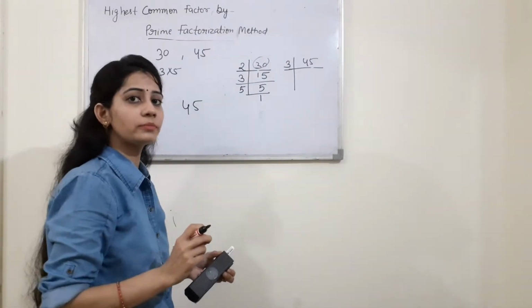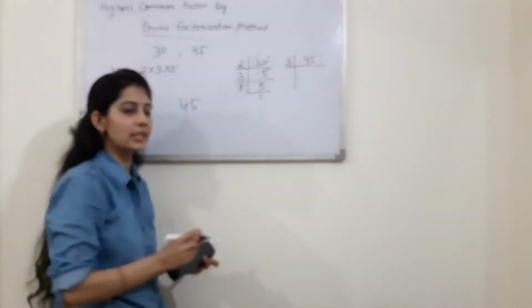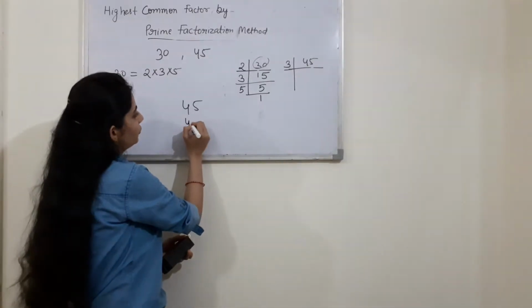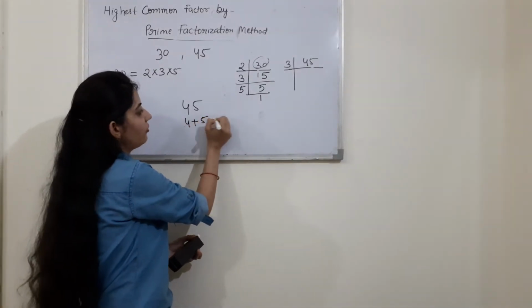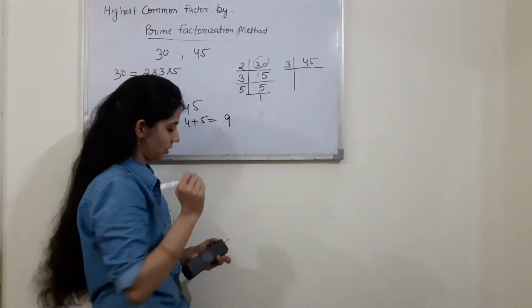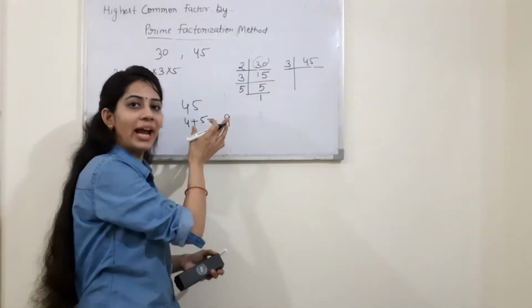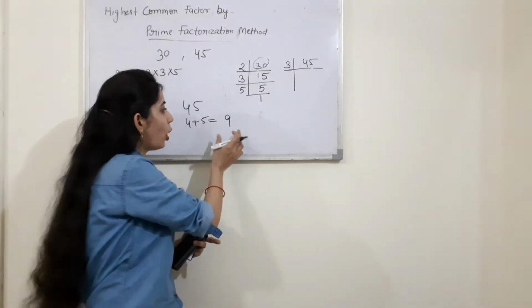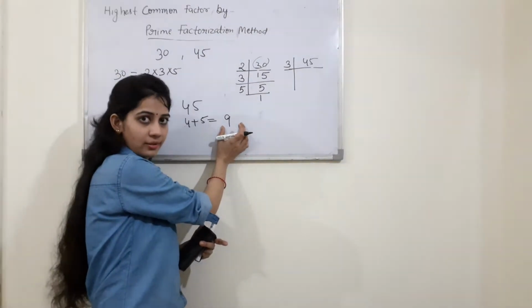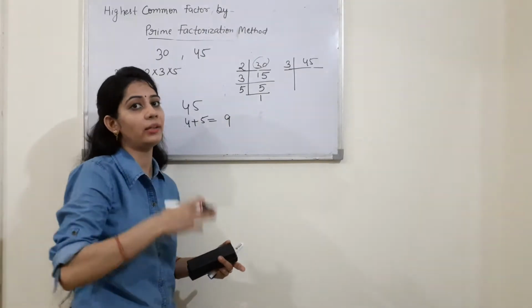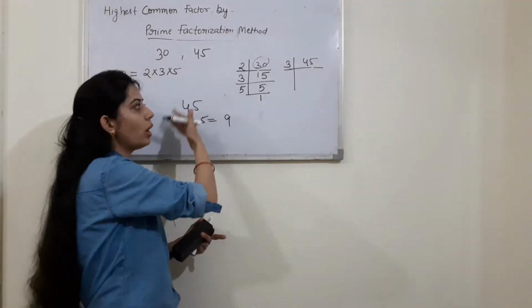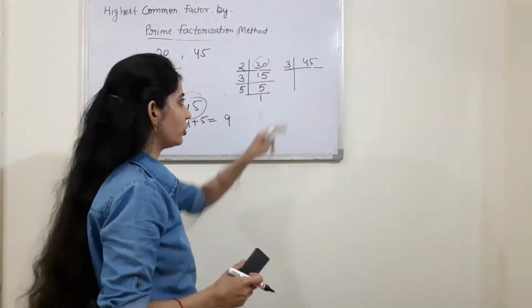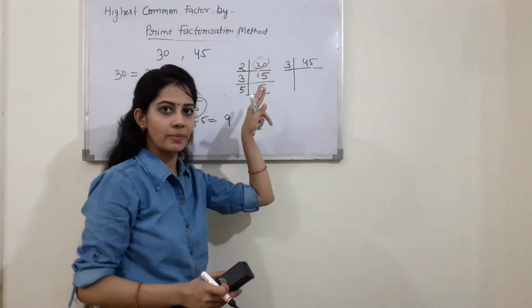The divisibility rule of 3 says to add the digits of the number. Here they are 4 and 5, and when we add them we get 9. When we add the digits of the given number individually and the result is divisible by 3, it means the whole number will also be divisible by 3, right? So 45 is divisible by 3.